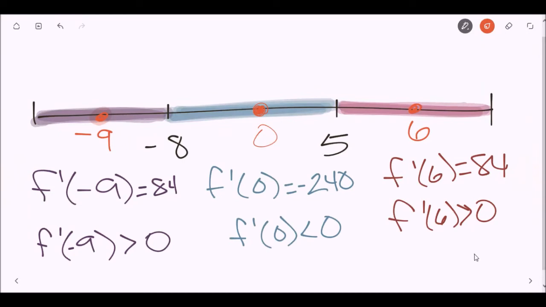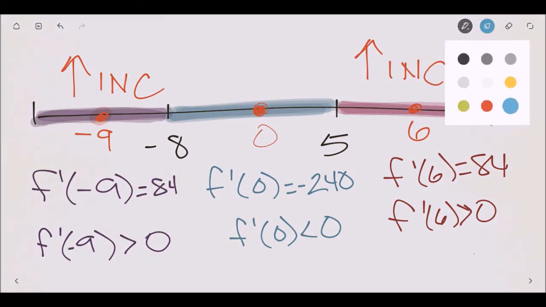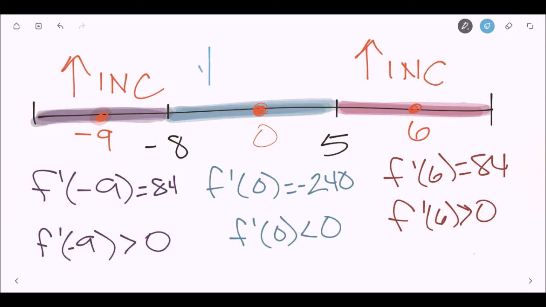Now you guys can clearly see which one of these are greater than 0 and less than 0. So now we can label accordingly. This section is increasing because the answer was greater than 0, as well as this side, because the answer was, again, greater than 0. But in the middle here, our answer was a negative number, which means in this section of the graph, it is decreasing.